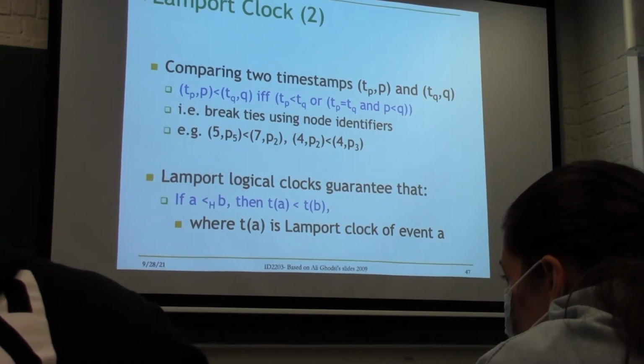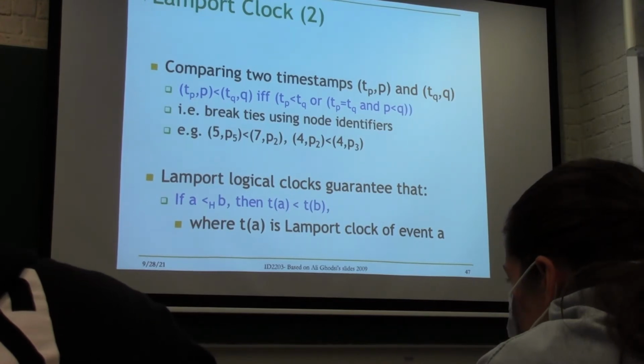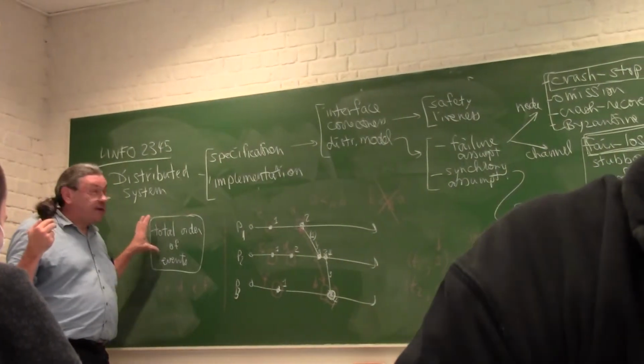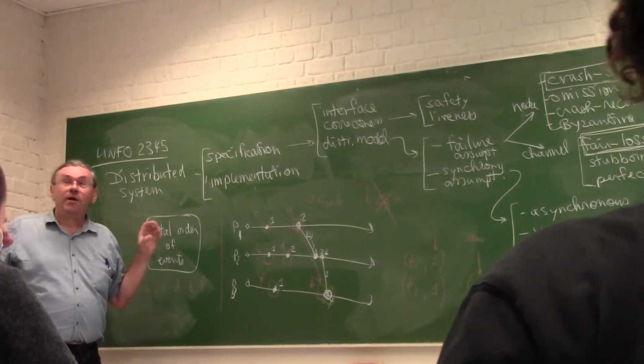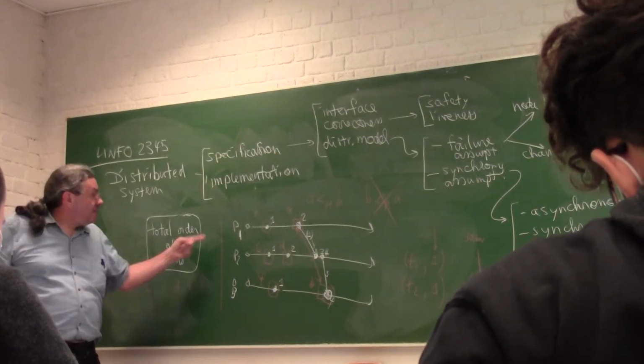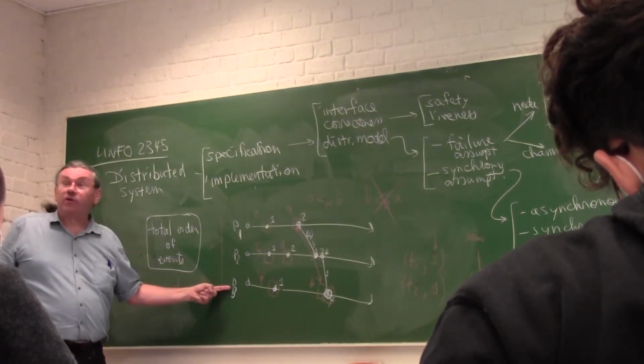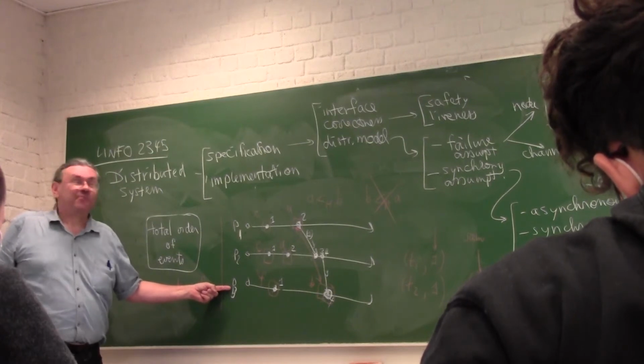It's not really causality because C and E are concurrent. And in the total order, E will be before C because P1 is before P2. But E and C are concurrent events. So this total order has nothing to do with causality anymore. But it is a total order. That means any node which computes it will come up with the same order.